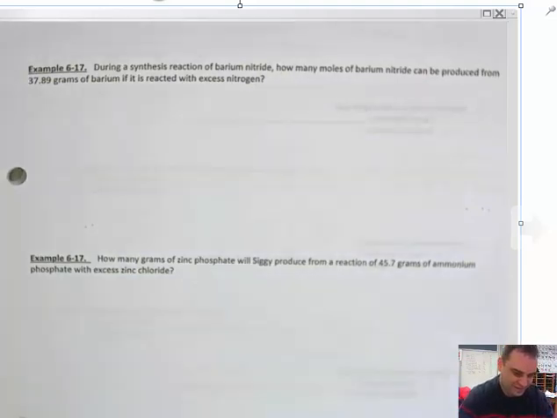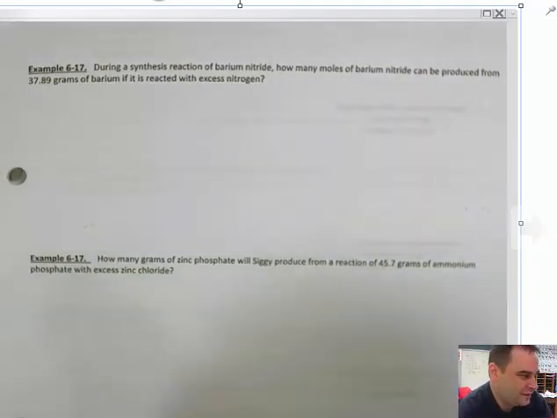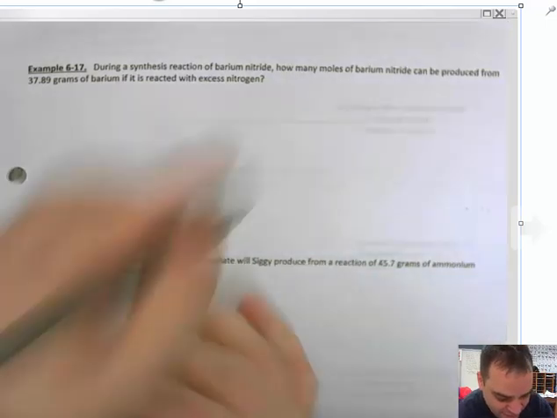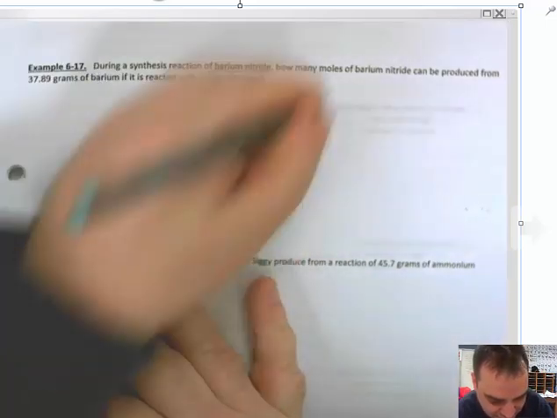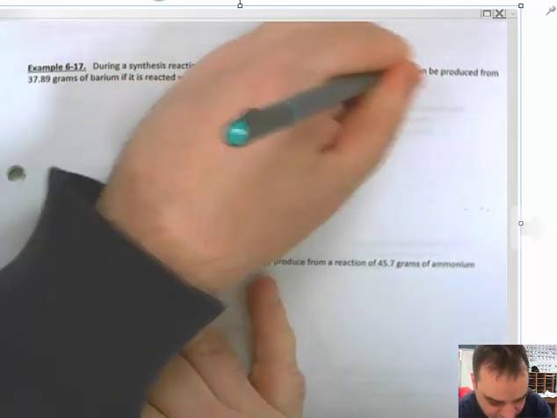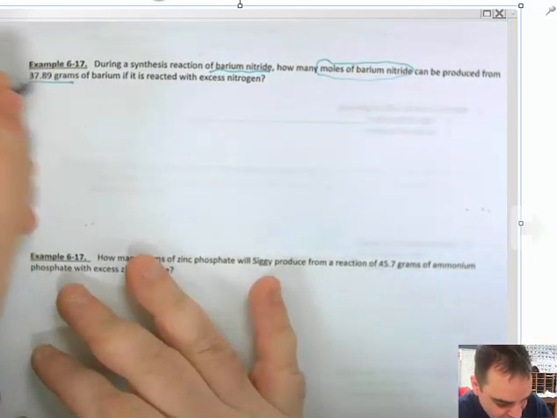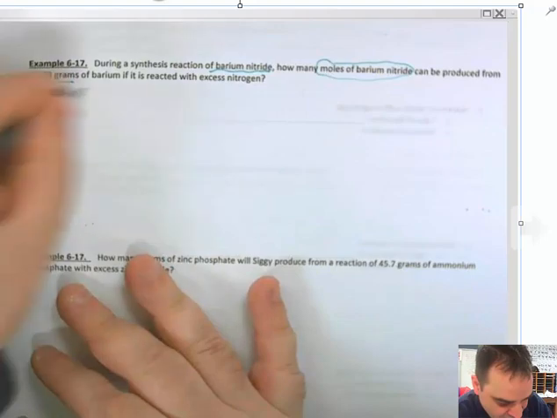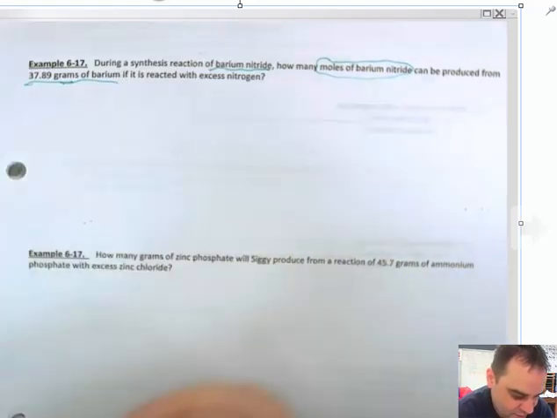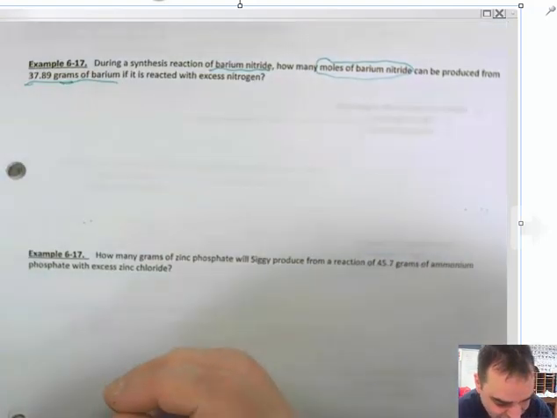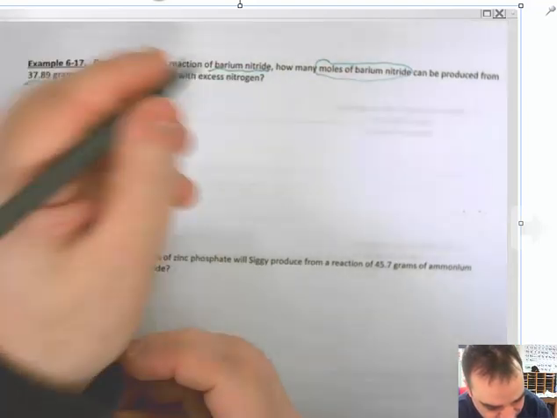Yep, there you go. So here we go. During a synthesis reaction of barium nitride, how many moles of barium nitride can be produced from 37.98 grams of barium if it is reacted with excess nitrogen? So first thing we have to do here is write a reaction here.